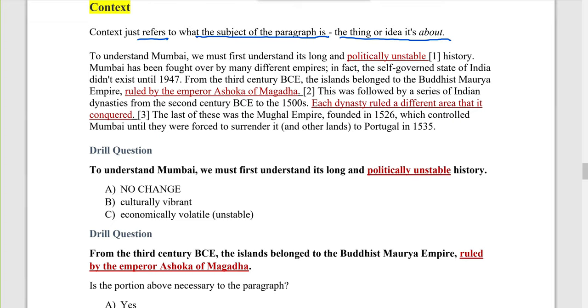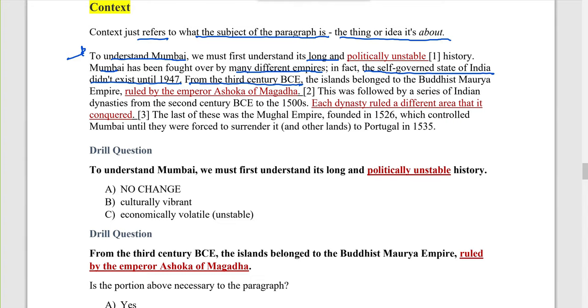Okay. And I'll start from here. To understand Mumbai, we must first understand its long and politically unstable history, Mumbai in India. Mumbai has been fought over by many different empires, the British, the Portuguese. They fought over India or Mumbai. In fact, the self-governed state of India did not exist until 1947. So 1947, that was the independence of India.